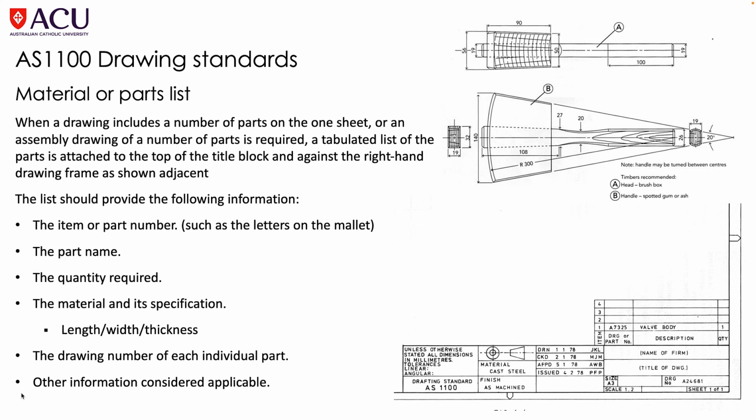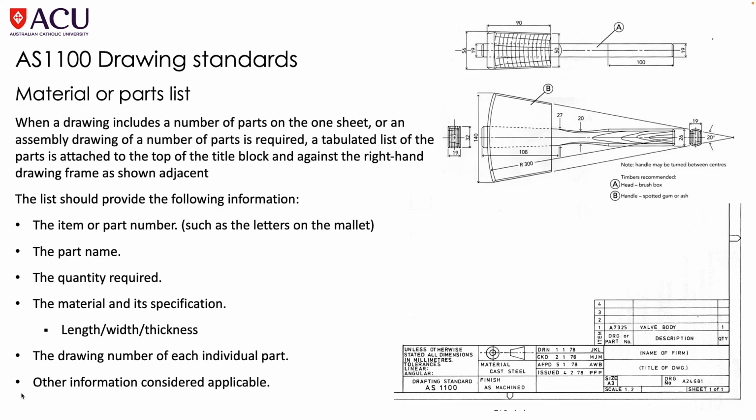Now, material or parts list. So when a drawing includes a number of parts on the one sheet, or an assembly drawing of a number of parts is required, a tabulated list of the parts is attached to the top of the title block and against the right hand drawing frame as shown adjacent. Now, the list should provide the following information, and this is generic information. The item or part number, such as the letters on the mallet.